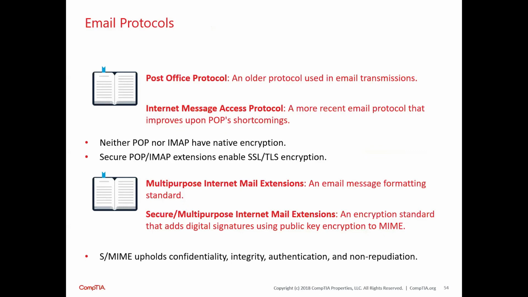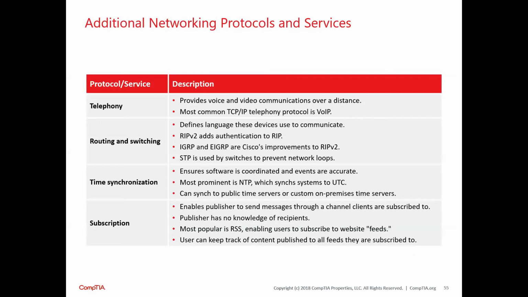Multi-purpose Internet Mail Extension and Secure Multi-purpose are equipped with encryption, but only Secure Multi-purpose provides full encryption for digital signatures. Additional networking protocols and services include telephony, routing and switching, such as RIP, IGRP, EIGRP, and the implementation of RIP. Then we have the time synchronization protocol, known as NTP, Network Time Protocol, and subscription, for which RSS is an example.